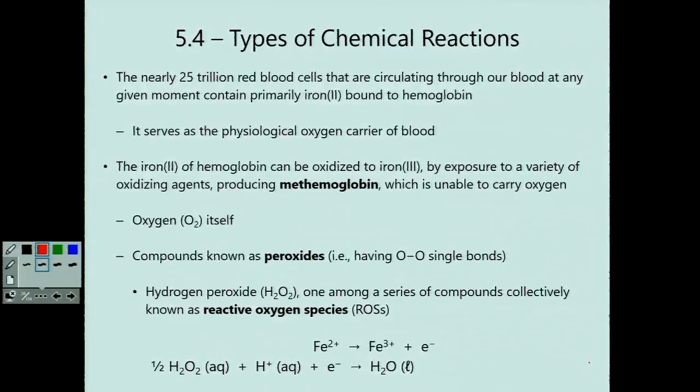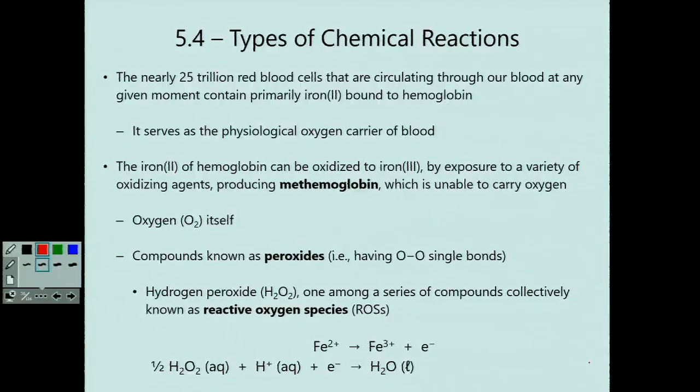And only iron 2 bound to hemoglobin can carry oxygen. So it turns out that as part of our normal physiology, particularly when the hemoglobin is directly exposed to oxygen itself, the iron 2 that's on hemoglobin can become oxidized to iron 3. And the moment that happens, the oxygen carrying capacity of that hemoglobin is gone. It cannot carry oxygen any further.